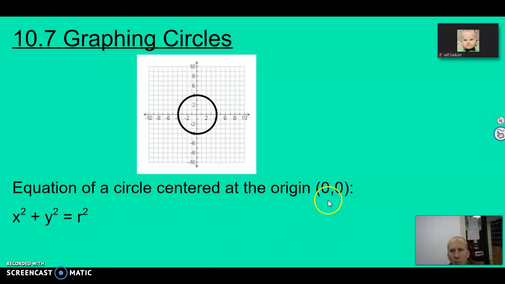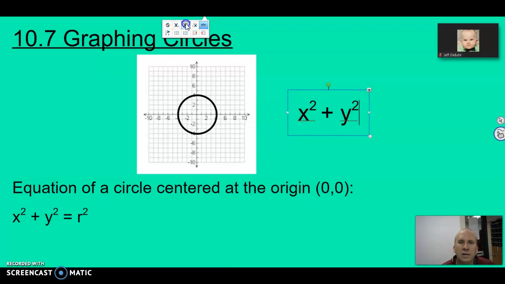So if we wanted to write an equation for what we see on the board here, all we would have to do is recognize the center is at 0, 0. So therefore, the equation of this graph is going to be x squared plus y squared equals r squared. Oops, sorry, my typing skills have taken a little bit of a drop here.